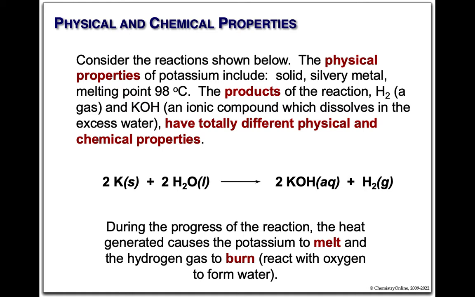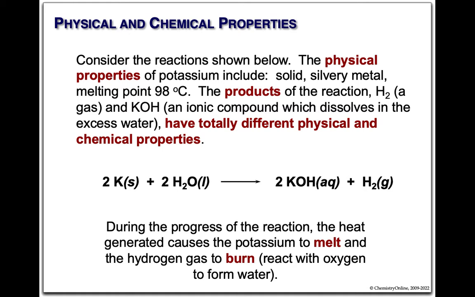We have 2 molecules of water, H2O. The 2 here means 2 hydrogens for every oxygen. This 2 means we have 2 waters. We wind up with 2 potassium hydroxides. AQ means it's dissolved in water, aqueous. L is liquid. H2 is a gas.